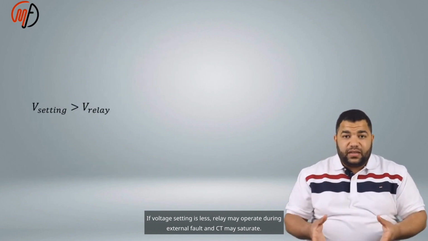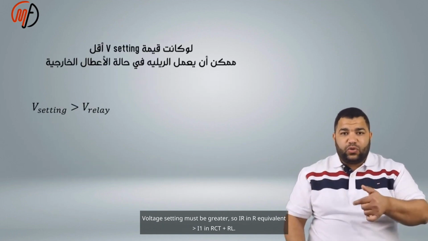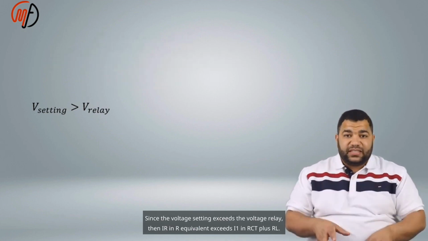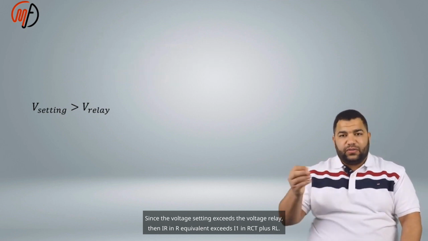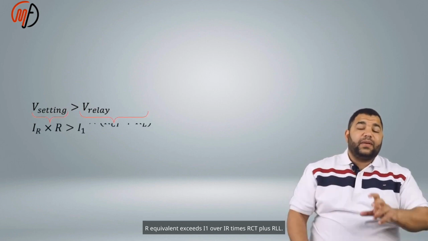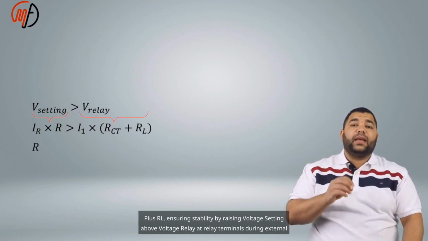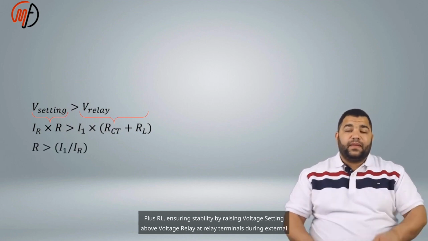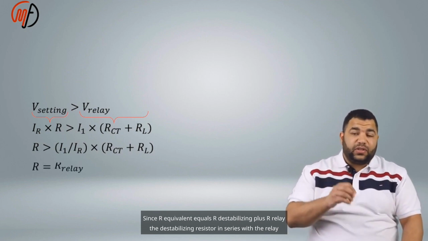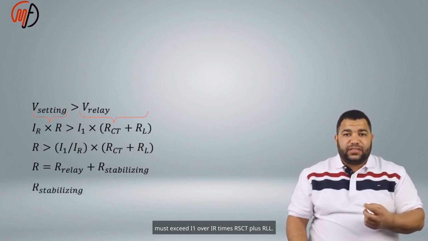The voltage setting must be greater, so IR times R equivalent must exceed I1 times (RCT plus RLL). Since the voltage setting exceeds the voltage at the relay, IR times R equivalent exceeds I1 times (RCT plus RL). R equivalent exceeds I1 over IR times (RCT plus RLL), ensuring stability by raising the voltage setting above the voltage at the relay terminals during external fault saturation. Since R equivalent equals R stabilizing plus R relay, the stabilizing resistor in series with the relay must exceed I1 over IR times (RSCT plus RLL).